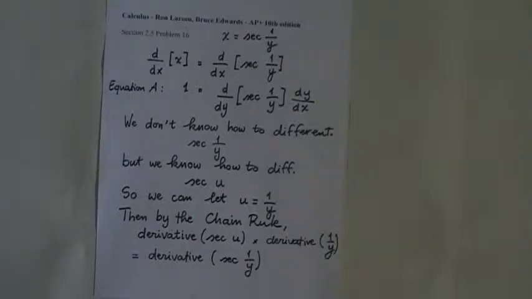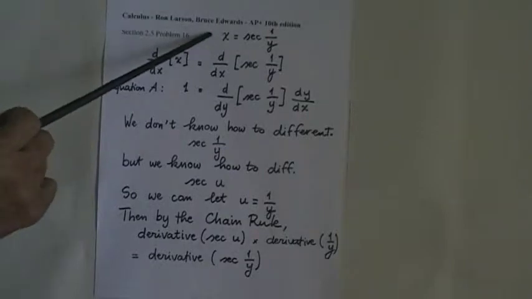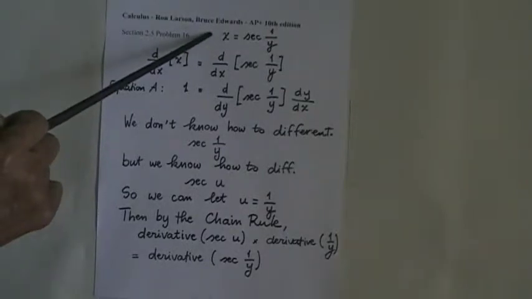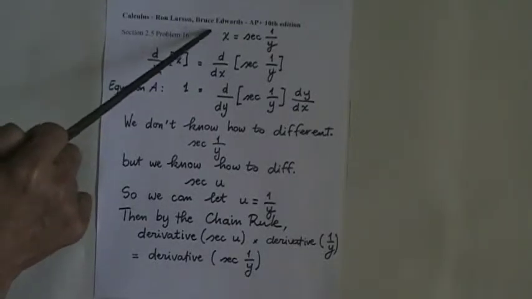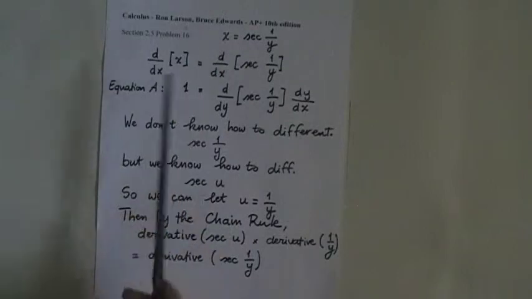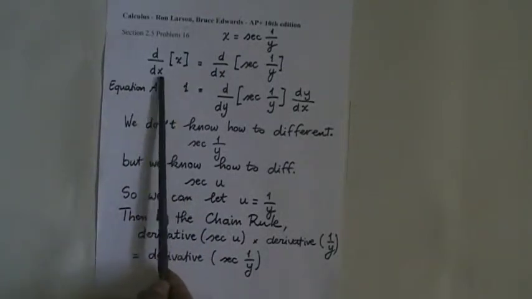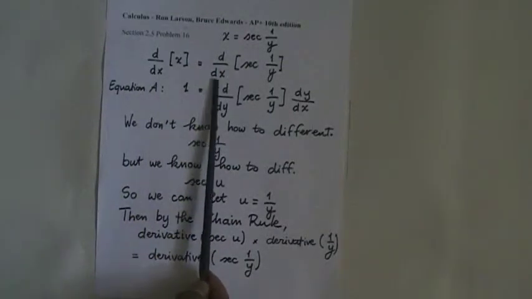In problem 16, we are asked to find dy/dx by implicit differentiation. Our problem is x equals secant of 1 over y. We proceed by taking d/dx on both sides of the equation. What you do to one side of the equation, you do to the other side of the equation.